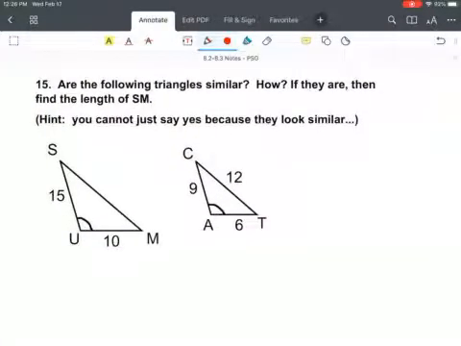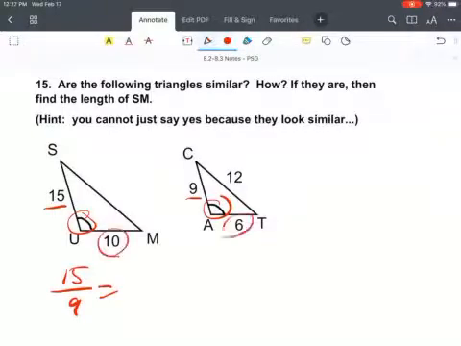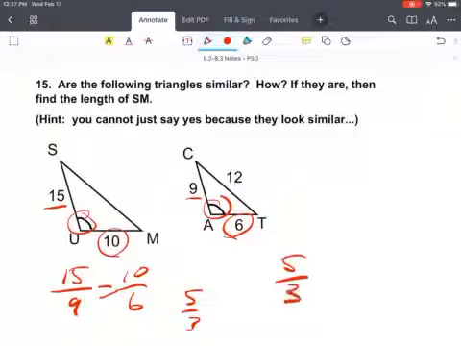Then lastly, for number 15, are the following triangles similar to each other? We do have a pair of angles in the middle, so then when we compare our corresponding sides, it's 15 over 9 is equal to 10 over 6. Is that equal? And it does reduce to 5/3. So 5/3 is my ratio. So they are similar by side, angle, side.